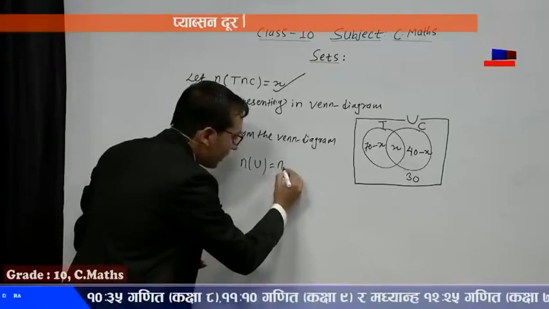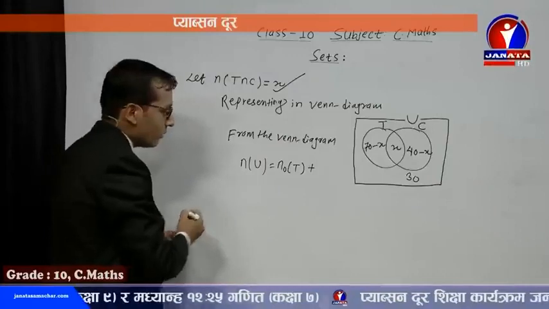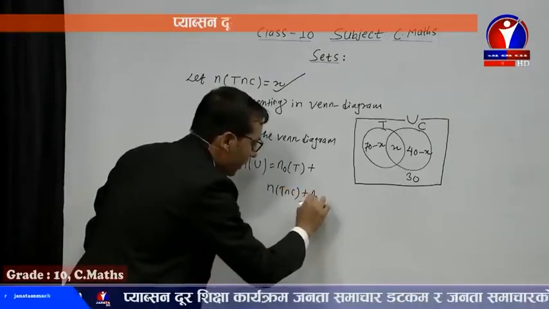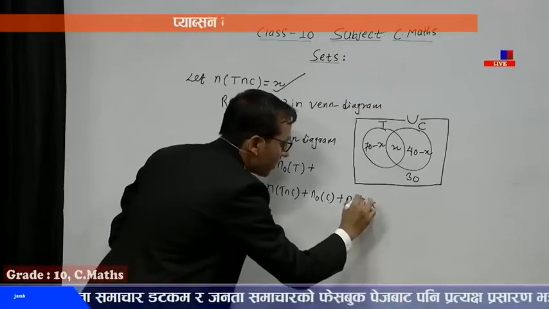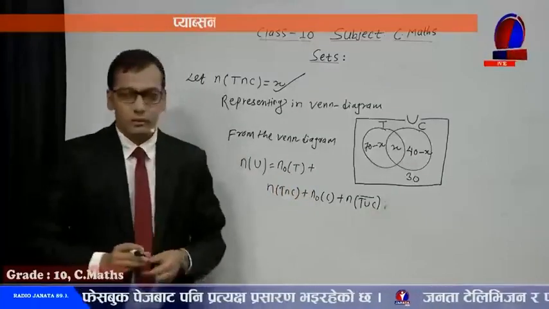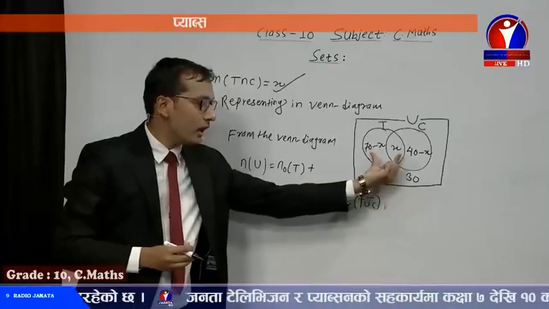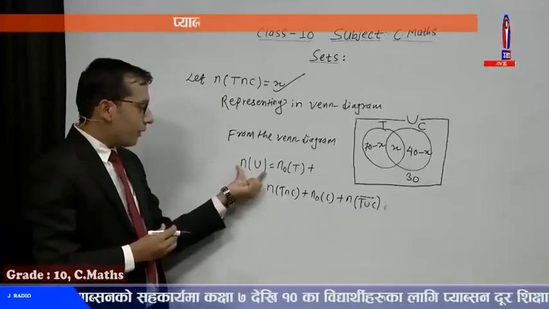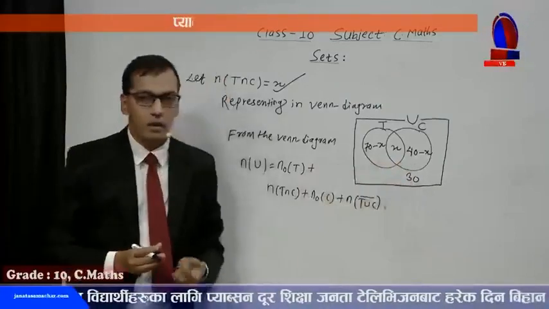Let's write the first region, n only T, plus the intersection, n of T intersection C, plus n only C, plus n of T union C complement. This is not compulsory. We can directly add all the numbers that we have inserted in the diagram. I mean, n of U is equal to 70 minus X plus 40 minus X plus 30.